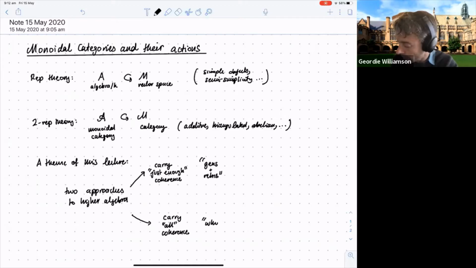The second approach is to carry all coherence, and this I want to call holistic. I was trying to find a word that wasn't so manifestly positive. If I had to put myself in the two camps, I'm probably much more of a generators and relations type person, but I'm trying to force myself to be more of a holistic type person, I would say.